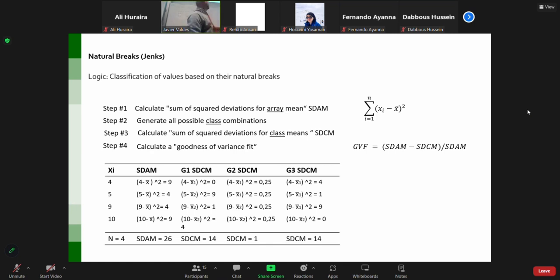Okay, now, as you can see, what I'm doing is calculating the SDAM, which is the sum of all of them. The sum of all the errors for the array is going to be 26. The sum of the SDCM for option number 1, group number 1, is going to be 14. The sum of SDCM for the second possibility is going to be 1, and the sum of SDCM for possibility 3 is going to be 14. Do you understand?